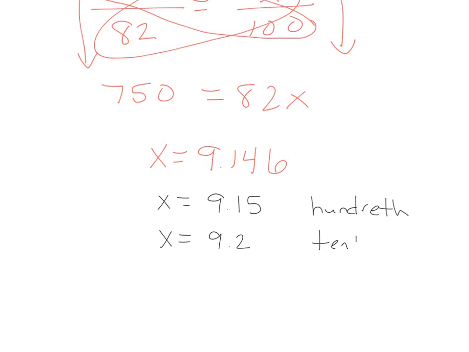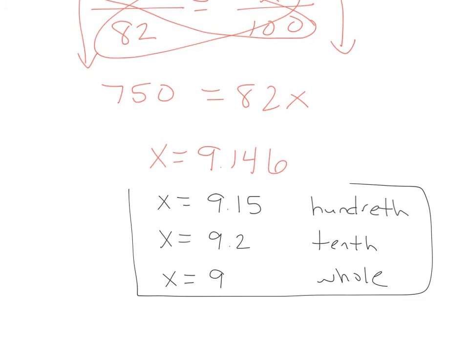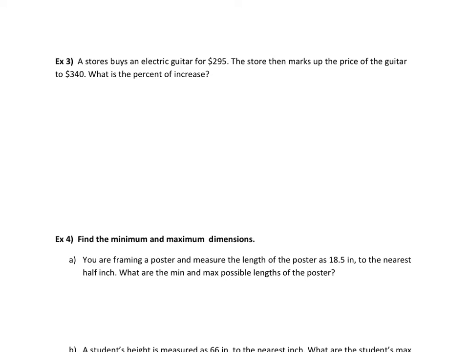That would be the nearest tenth. And then if they say the nearest whole, well, 2 doesn't move it up, so it would be 9% if it asks for the nearest whole. So you just need to make sure that you read directions to tell about where you need to round it off to, okay? All right, let's go ahead and flip pages here.